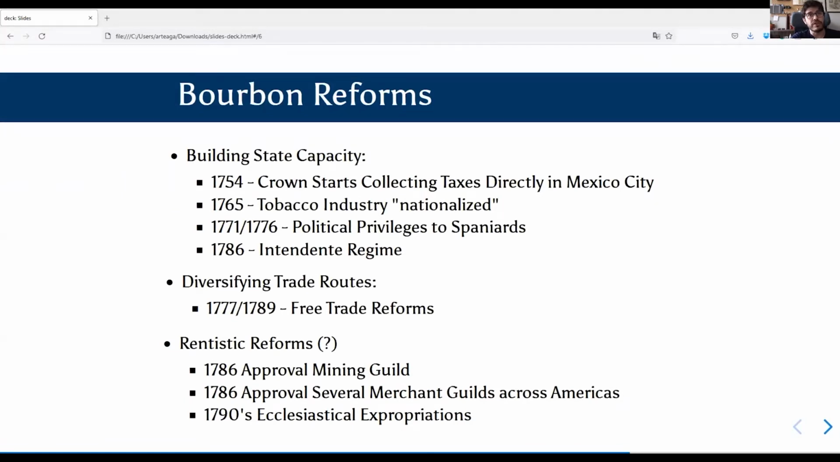Otherwise, you run the risk of the British repeating the same thing that happened in the Seven Years' War, which is basically collapsing the way in which trade occurs. So how can you reconcile the idea that at the same time that you want to centralize, you are also liberalizing a lot of things? And alternatively, we also have some Bourbon reforms that we can consider even rentistic, which is the approval of many other merchant guilds to extract more resources from them, and even expropriations of resources.